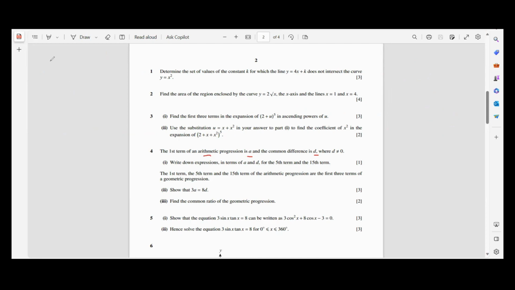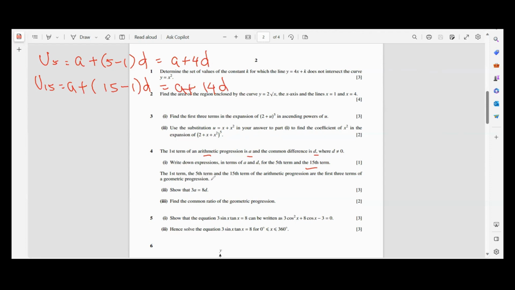So for the 5th term, U5, we get A plus 5 minus 1 times the difference, or we can say A plus 4D. For the 15th term, A plus 15 minus 1 times D, it is A plus 14D. That is for part I.